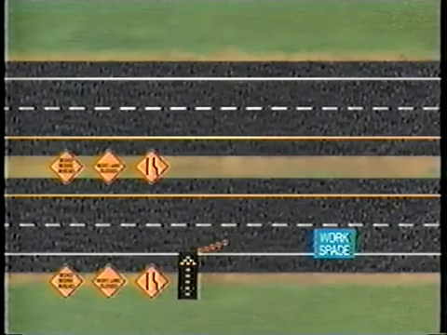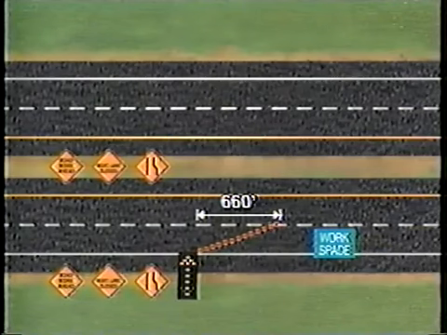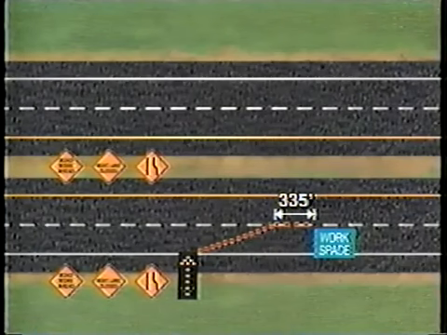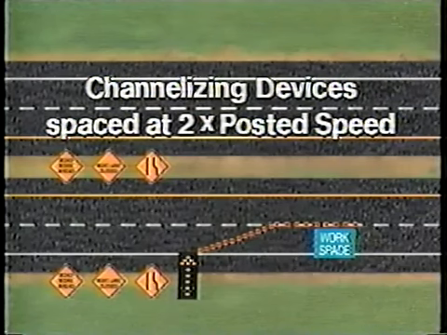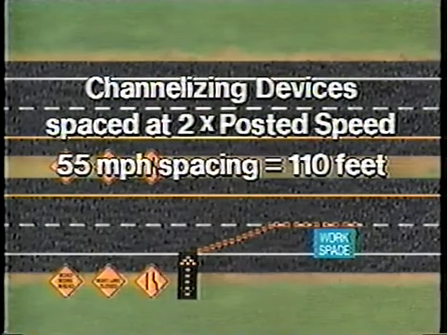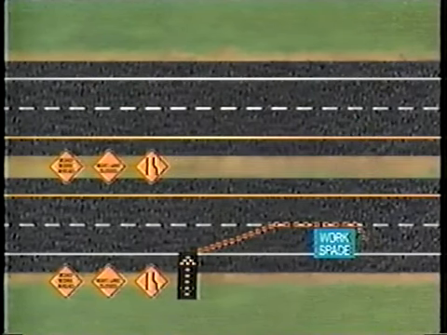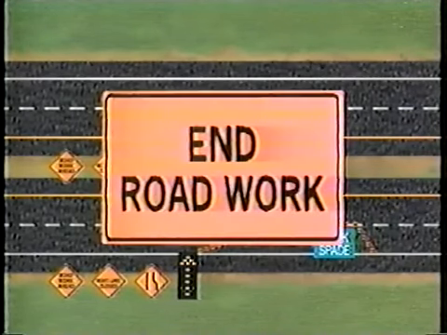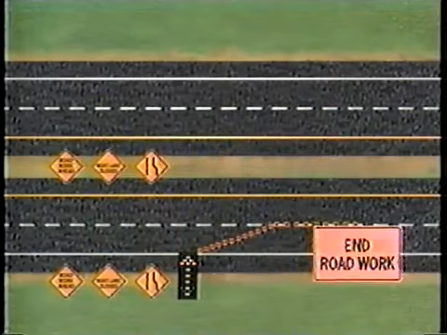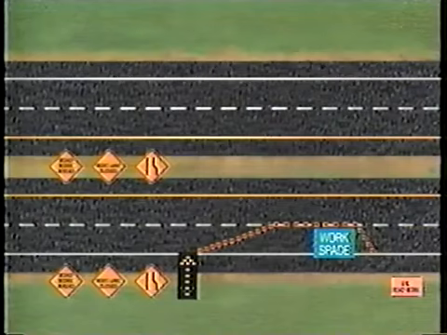For this example, the lane closure taper consists of 13 channelizing devices on 55-foot centers for a total of 660 feet. A 335-foot buffer space and the workspace are outlined by channelizing devices spaced 2 times the posted speed. For 55 miles per hour, the spacing would be 110 feet. The next element installed is a downstream taper, 100 feet minimum. The last element, the end roadwork sign, is then installed 500 feet from the workspace. Finally, the work vehicle can be moved into the workspace.